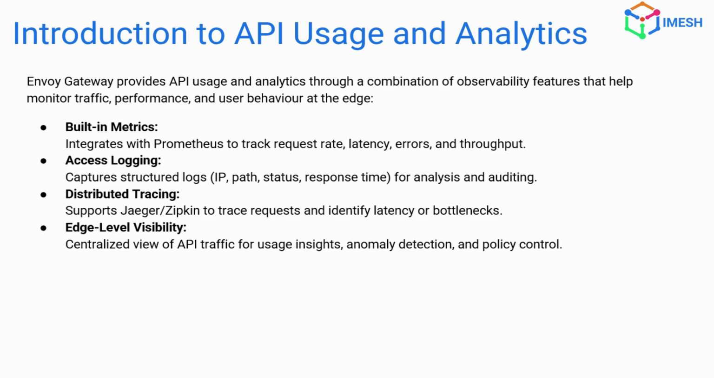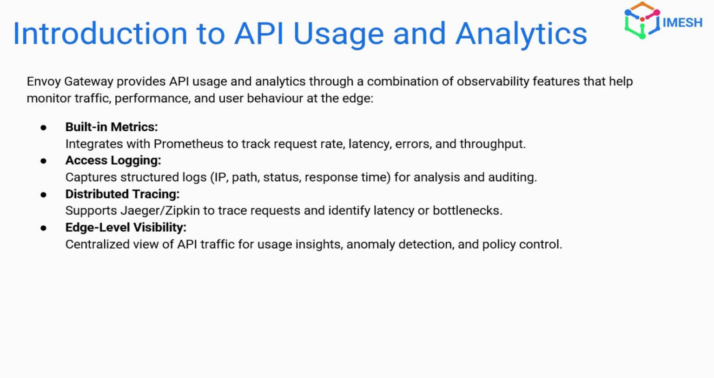And finally, the edge level visibility. Since Envoy Gateway operates at the edge, it provides a centralized view of all incoming API traffic, making it easier to analyze usage patterns, detect anomalies, and enforce policies.